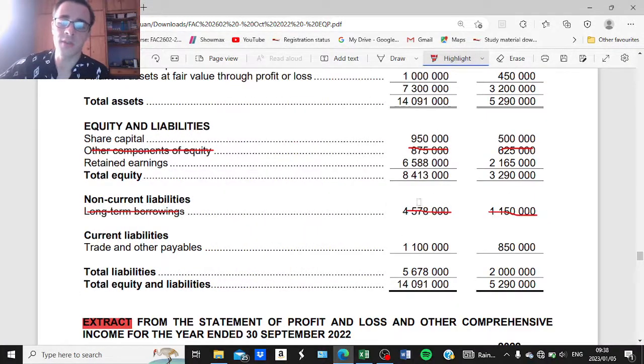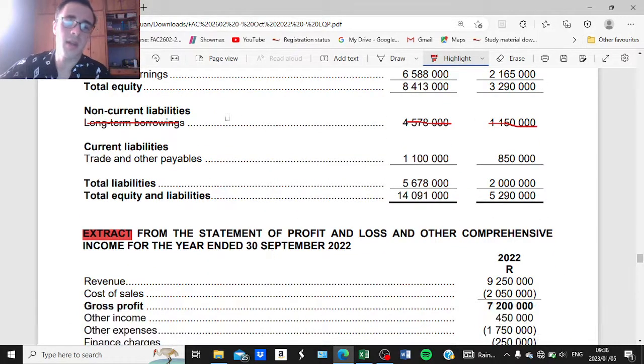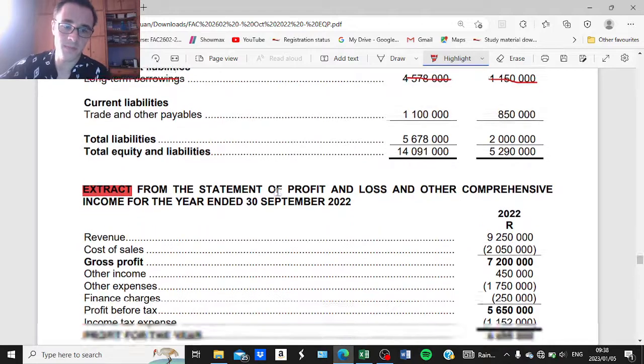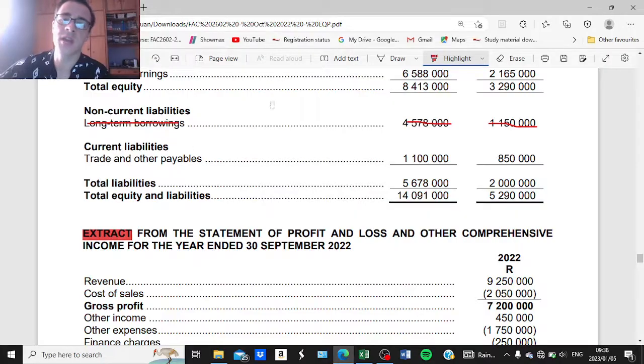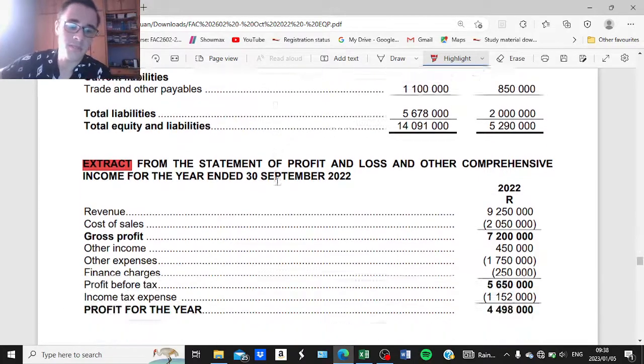There is also not information for us to assume that there was interest payable. The only item given under current liabilities will be trade and other payables. In the absence of any further information, we can assume that our trade and other payables only include our supplier accounts.